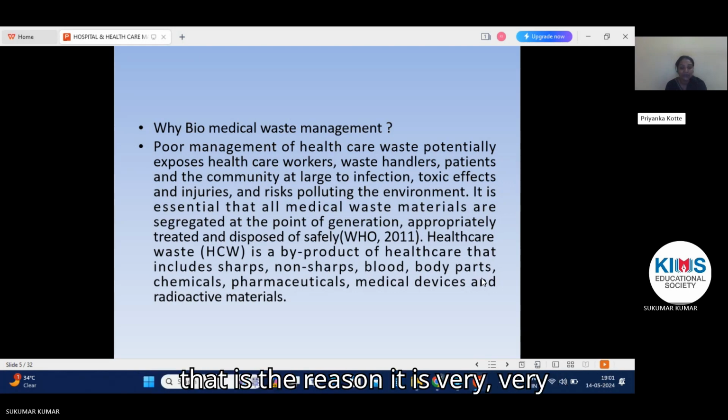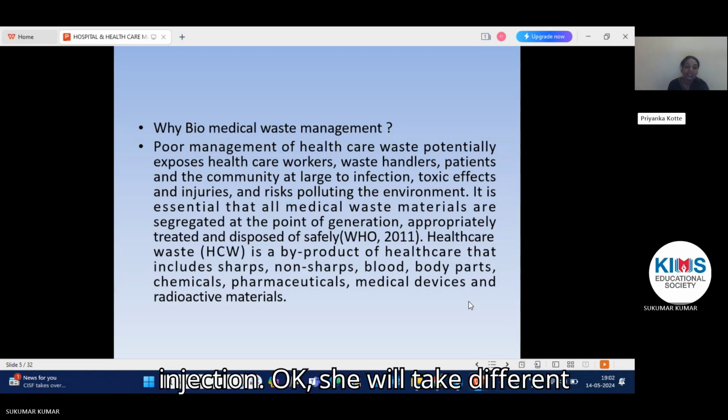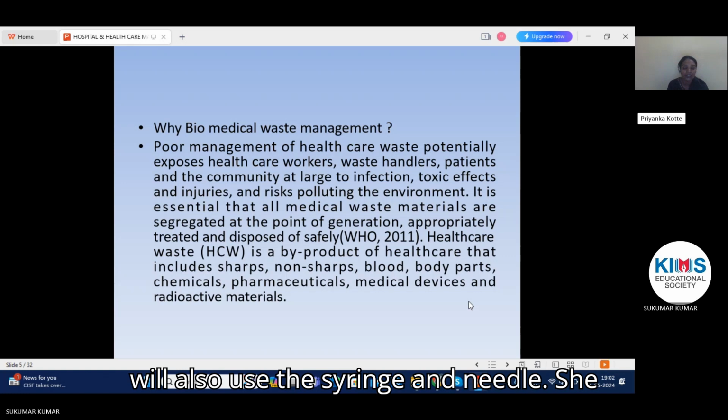So that is the reason it is very, very essential that all the medical waste materials are segregated at the point of generation. It is very, very important. Okay, if you have worked any time in the ward, you definitely must have an idea. For example, take a nurse who gave an IM injection, or intramuscular injection. She will take different kinds of materials, like a drug ampule, which is a sharp thing. She will also use the syringe and needle.